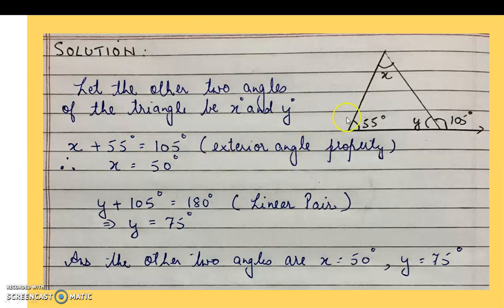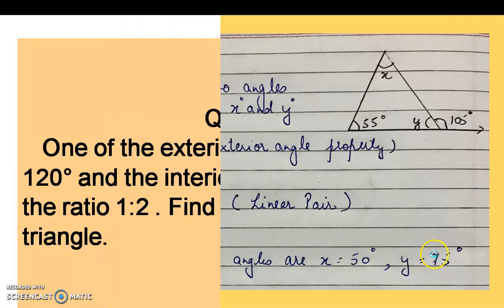This is the exterior angle property. These are the opposite two interior angles and 105 is the exterior angle. On solving the equation, we get x is equal to 50 degrees. Now moving on, y plus 105 is equal to 180 degrees because this is a straight line and these two angles are adjacent to each other. They are forming a linear pair. So we get y is equal to 75 degrees. Therefore, the other two angles of the triangle are 50 degrees and 75 degrees.